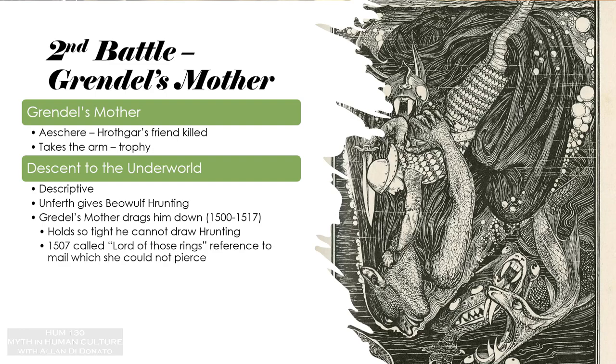Now, at this point, Unferth, who was previously a skeptic, has become the biggest fan of Beowulf. As a matter of fact, he gives Beowulf his own sword, Hrunting, and tells him to take that into battle. Beowulf descends into the lake.